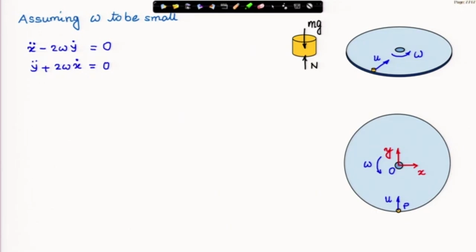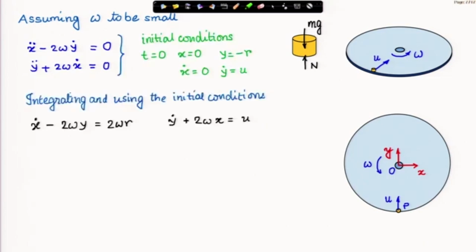Now, I can start integrating these equations and use the initial conditions that we have discussed. If you integrate the first equation, and use the initial condition, then you will get x dot minus 2 omega y is 2 omega r, and the second equation gives us y dot plus 2 omega x equal to u, and you can check that this satisfies all the initial conditions.